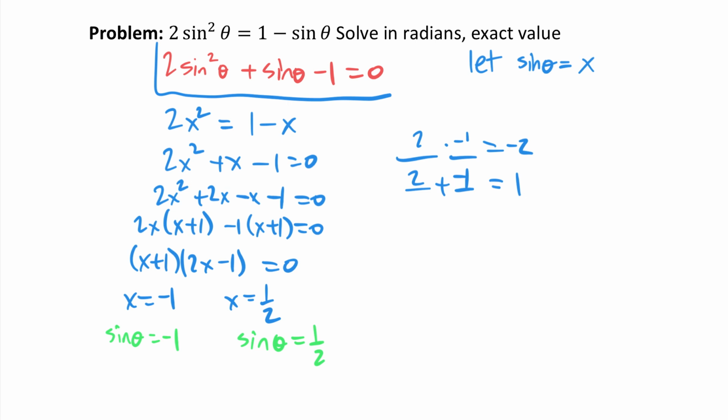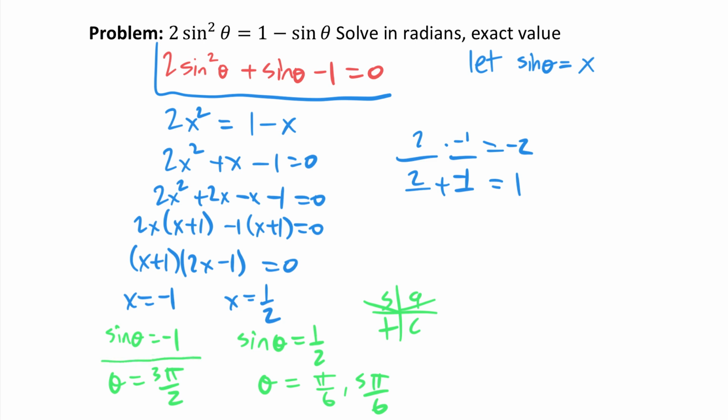But where is sine theta equal to -1? Again, use your unit circle. That's going to be at theta equals 3 pi over 2. Where is sine theta equal to 1/2? That's going to be, let's use the CAST rule here. Boom, boom. Pi over 6, 5 pi over 6. And so these are your three answers, and we're good to go.